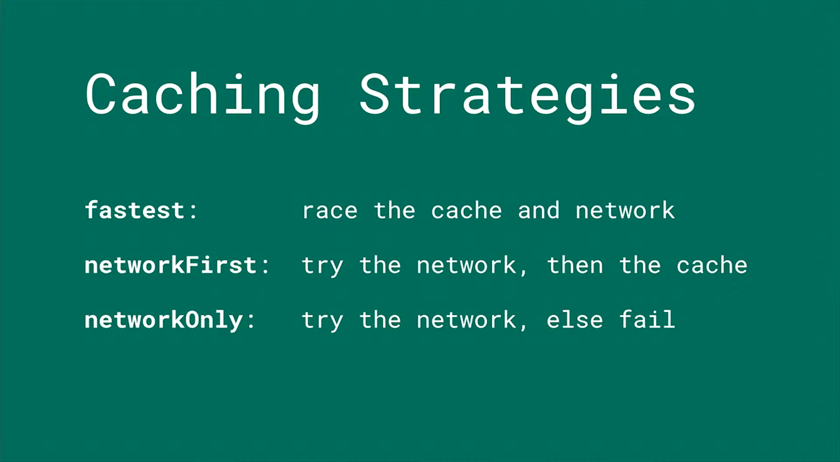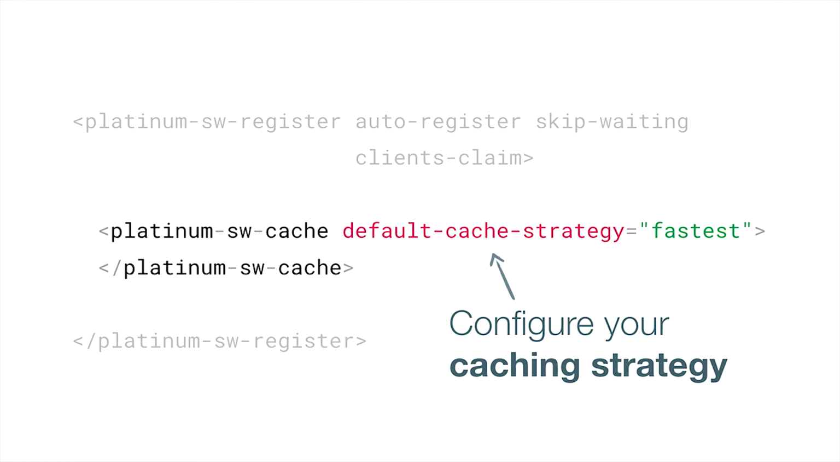So for my app, I'm going to opt for the fastest approach because I think it's OK if the user is getting slightly stale content, so long as they're getting something and they're getting it really fast. And I can use the default cache strategy to just configure my cache to use that.